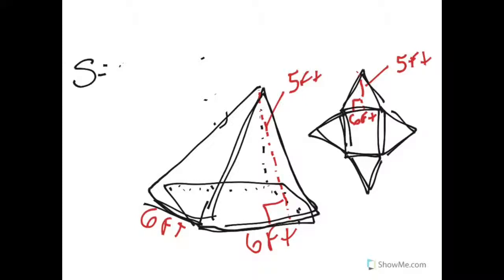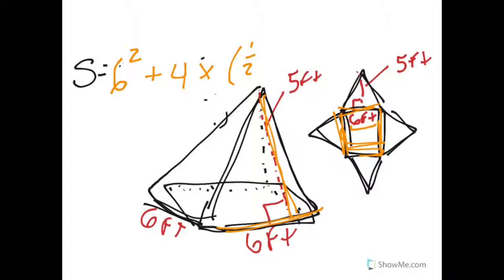I know that's 6 feet. Let's use orange here actually. You see the square here? That side is 6 feet. 6 feet squared plus 4 times the area of the triangular base. Now, that's going to be 5 times 6, but it's 1/2, right? 1/2 base times height, and the height is 5. Okay? 1/2, 6 times 5.